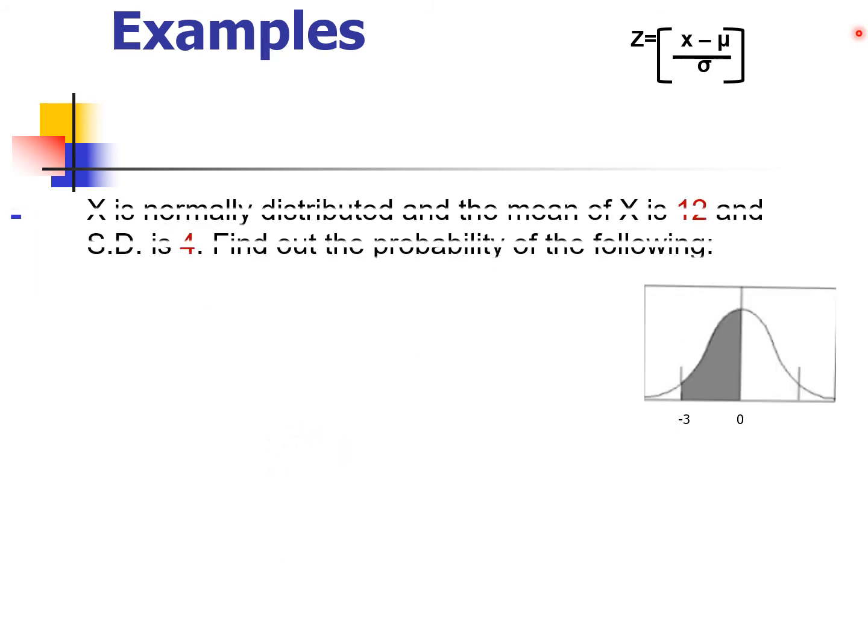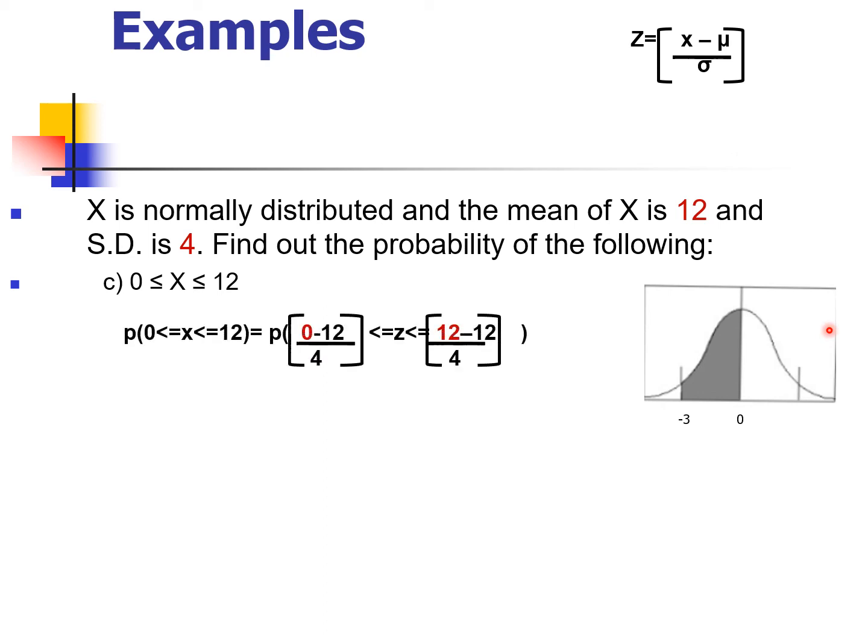Now we have another question which is talking about a range. What is the probability for x between 0 and 12? Again we have to use this particular formula and convert x into the respective z value. Wherever x is there, x is 0 here, then 12, so we write 12 here. So 0 minus 12 by 4. The z value should be between this and this value.